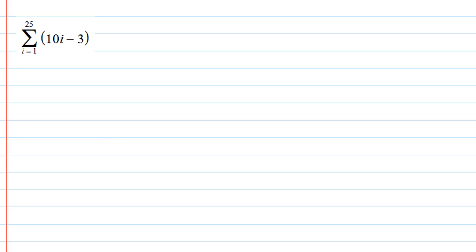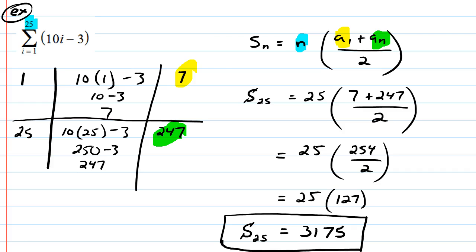Alright, so we're going to look at another example here. I'm not going to do a video of this one, but I'll do the work. So try it. Pause the video, come back, and check your answer. Alright, so real quick, our first term is 7. Our 25th term is 247. And so when you plug everything into our formula, you get 3,175.